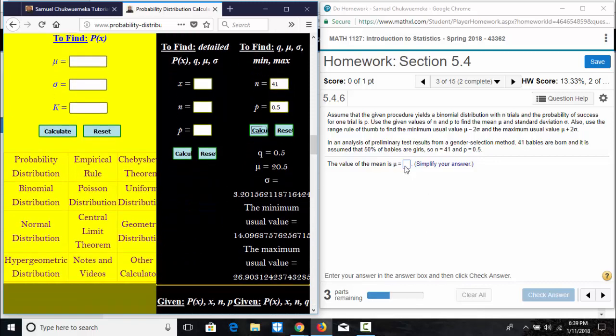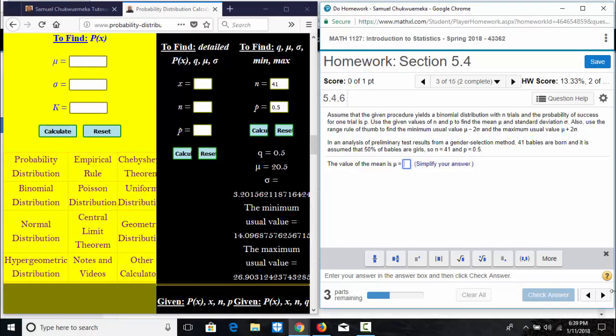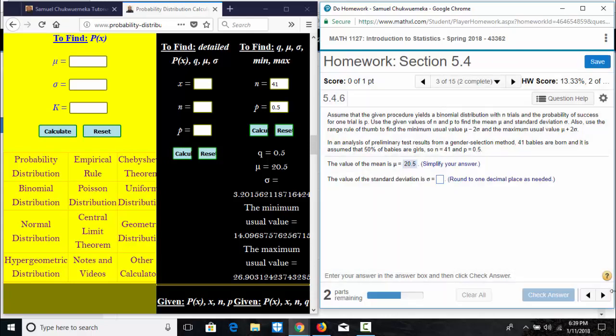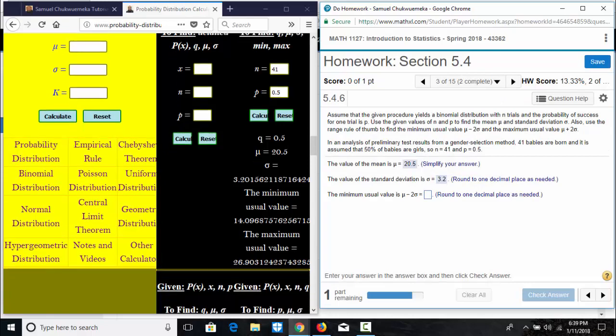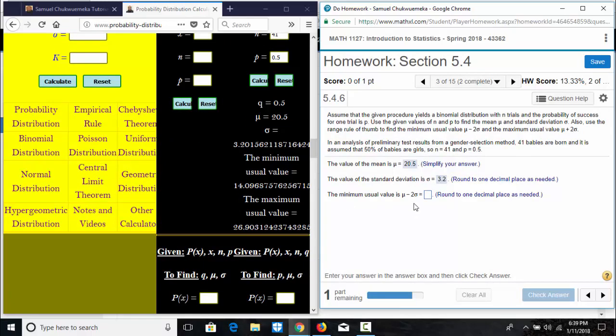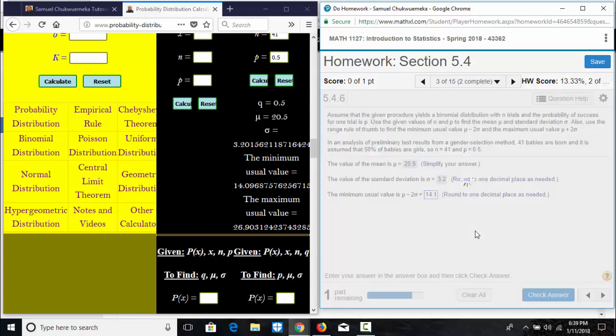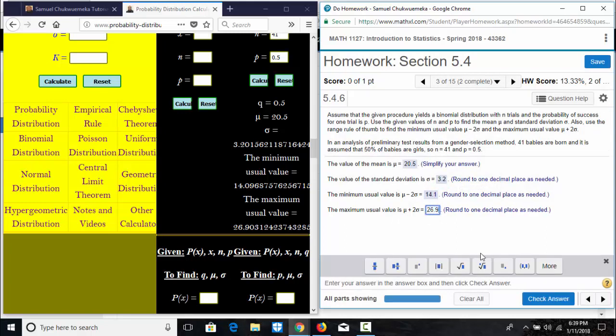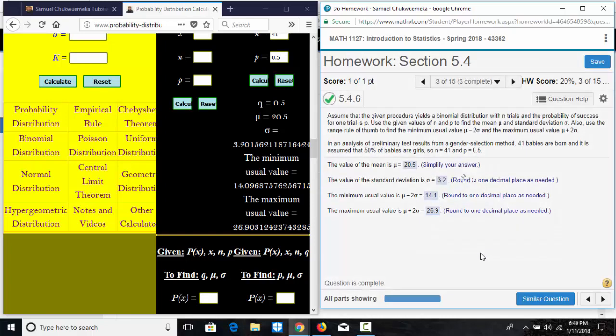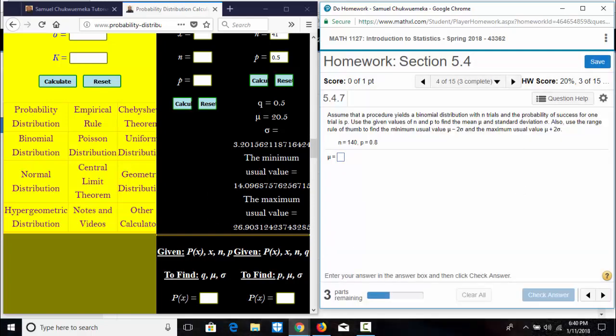Calculate. The mean is 20.5. The standard deviation to one decimal place is 3.2. The minimum usual value to one decimal place is 14.1. The maximum usual value to one decimal place is 26.9. Question 4.